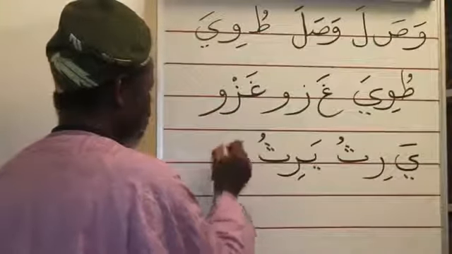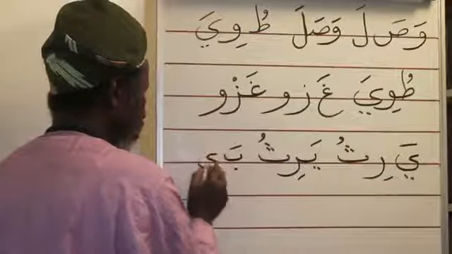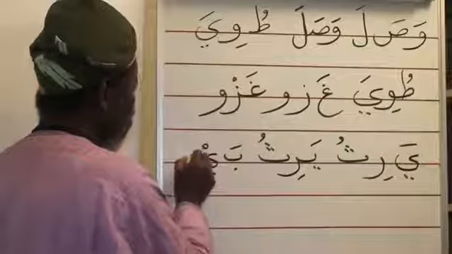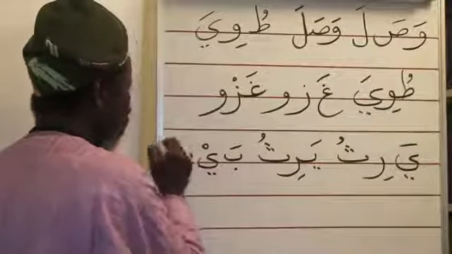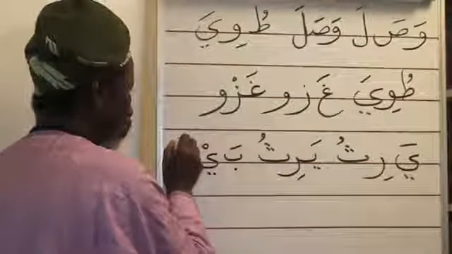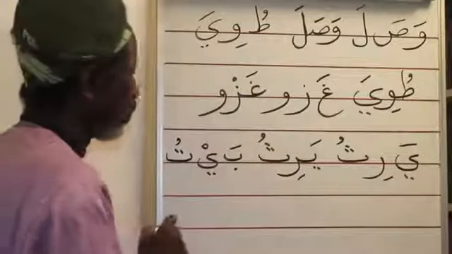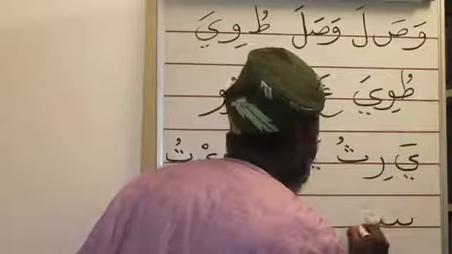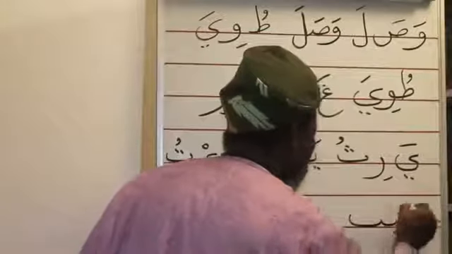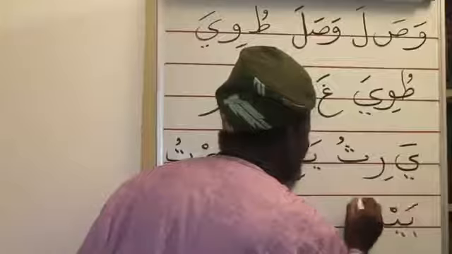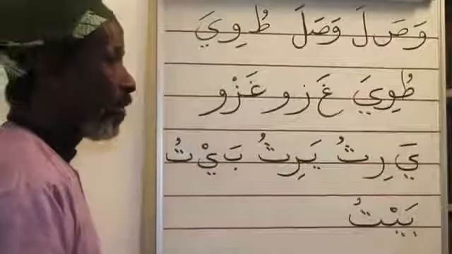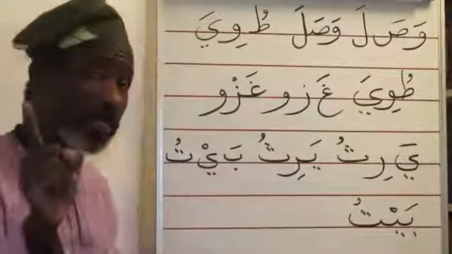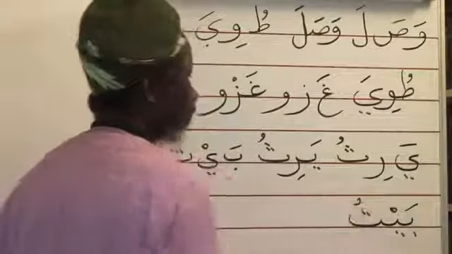We have ba, we have this ya with sukun on it. We will explain that later. And then we have the ta. We can put two dots there. Baitu. So bay, two. That will be explained as sukun. Don't panic, it will be explained later on. So, bait.